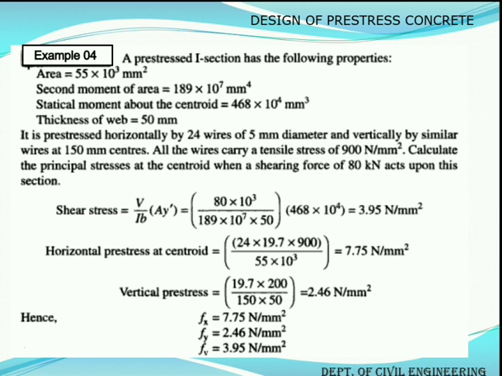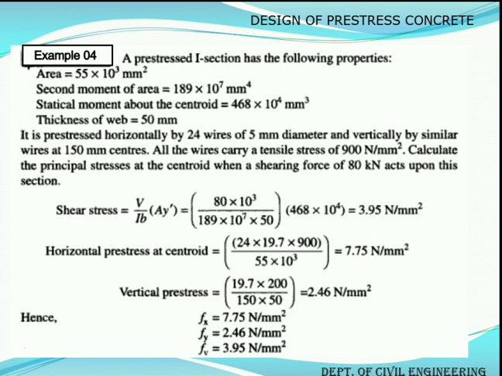The pre-stressing forces are in the form of 25 wires of 5 mm diameter, and the stress applied is 900 Newton per mm square in each wire. For vertical pre-stressing, there is a spacing of 150 mm center to center. We have to calculate the principal stresses at the centroid when a shear force of 80 kN acts on this section. Okay, so it's a practice example where luckily the details of the I section are given.